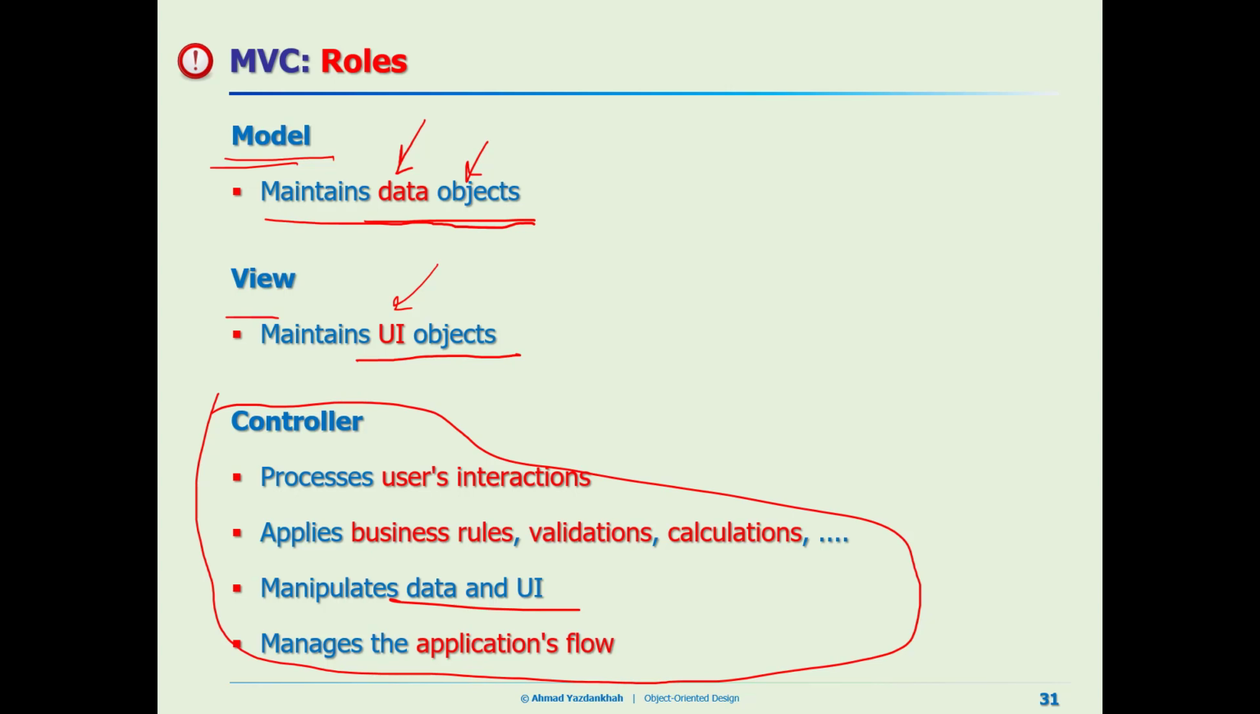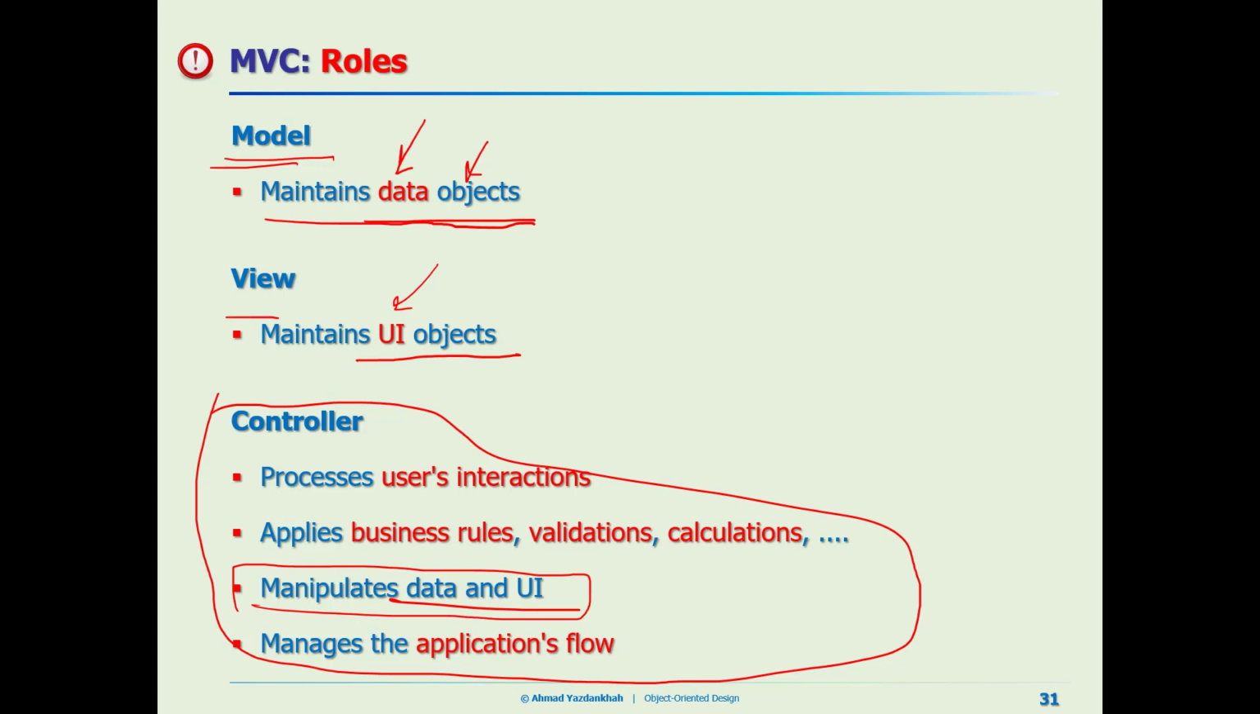So the controller can have several layers itself. It's not the case that we have just one layer of the controller. No, it depends on the size of the application. You can divide the controller into many other layers. For example, if you want to manipulate the data, the controller can have its own data access layer, for example, something like that.